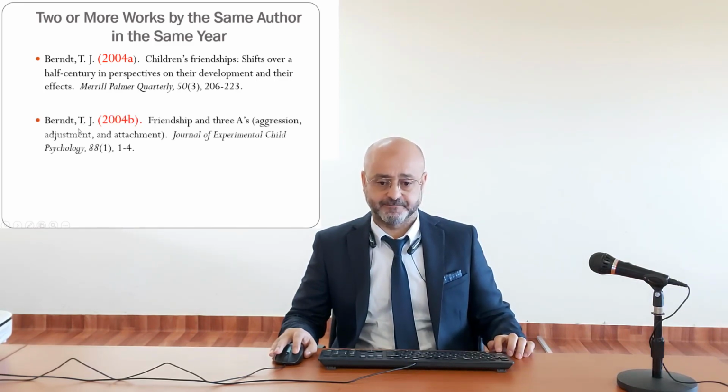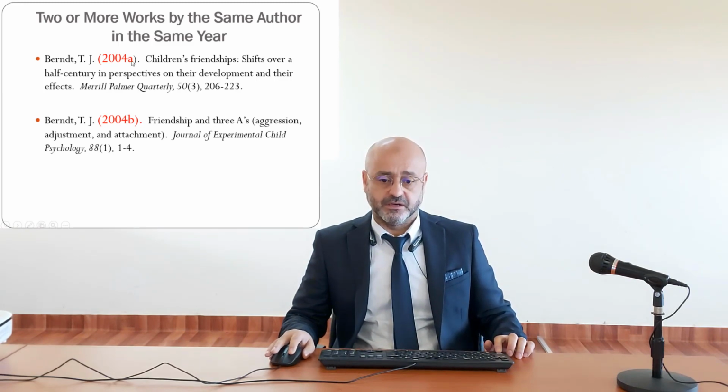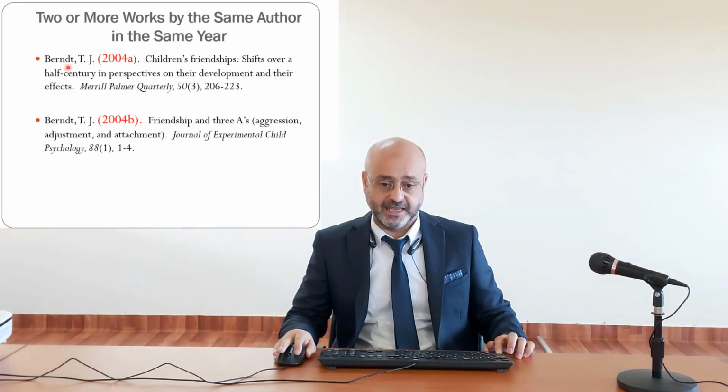Now, in the case where we have two or more works published by the same author in the same year, as in this case, we should mention a small a and a small b in the second reference, showing the reader that the two articles were published in the same year. And of course, it's by the same author, as you can see, it's Bernd in the two references.